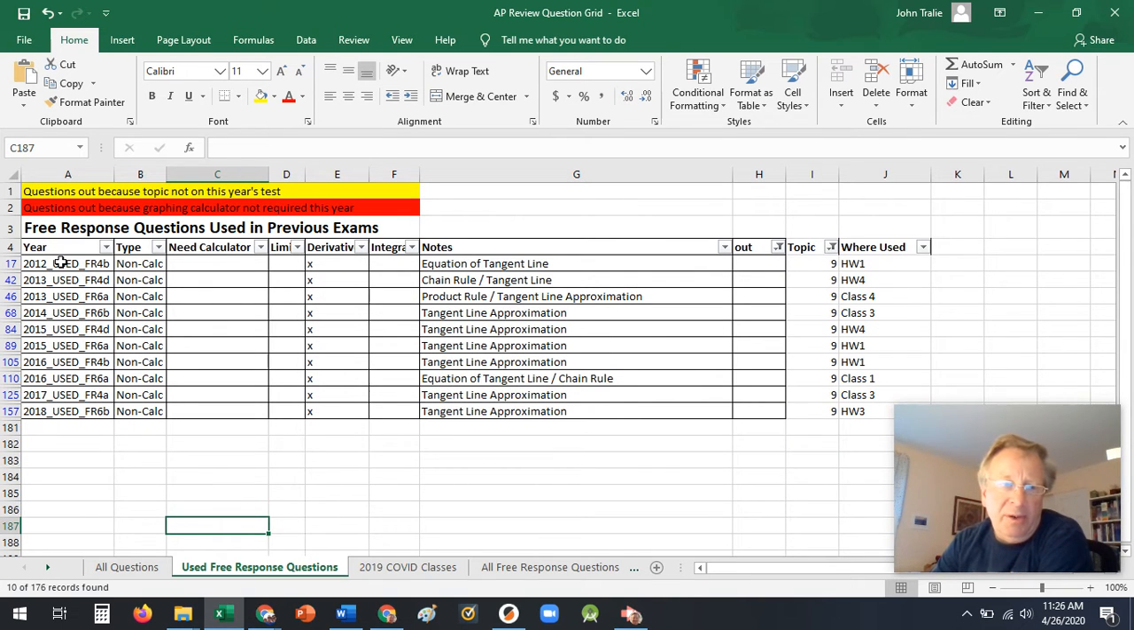So you can see 2012, there were 2 in 2013, there was 1 in 2014, 2 in 2015, 2 in 2016, 1 in 2017, 1 in 2018. For some reason, 1 didn't show up last year in 2019, but it's a pretty popular type of problem, equation of a tangent line approximation type problems.